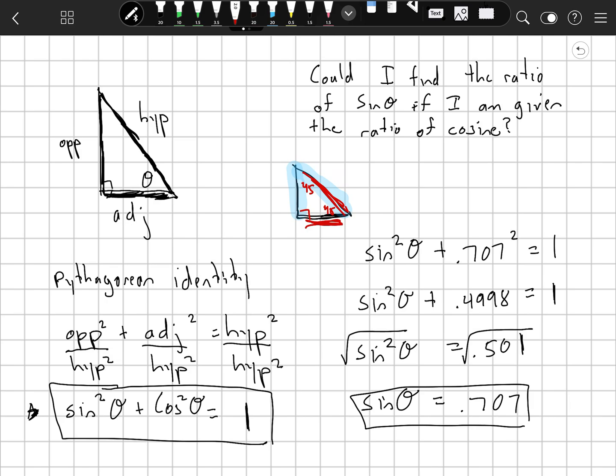The big idea here is to remember this identity, and if you have a ratio for the sine of theta, you can plug it in and find the cosine of theta, or if you have a ratio for the cosine of theta, you can plug that in and find the sine of theta. So that's kind of how that works.